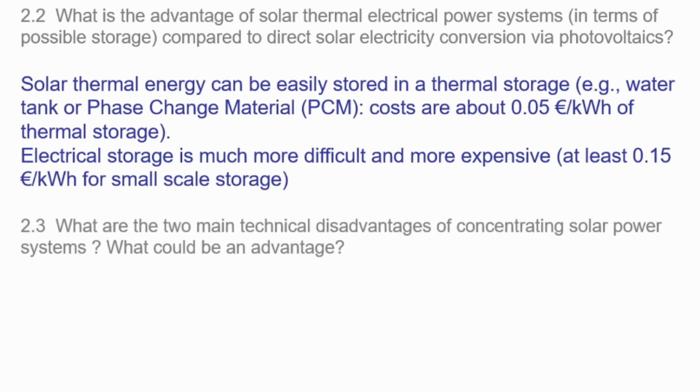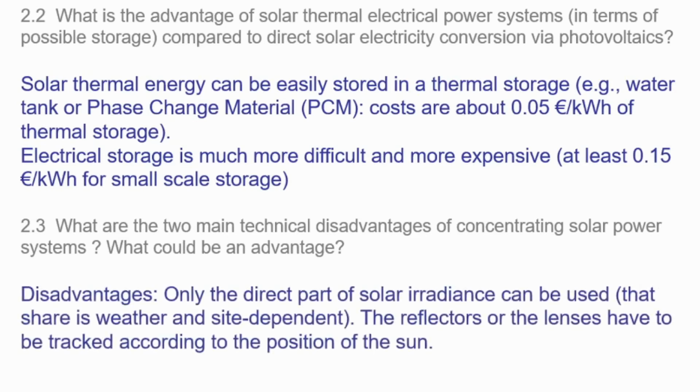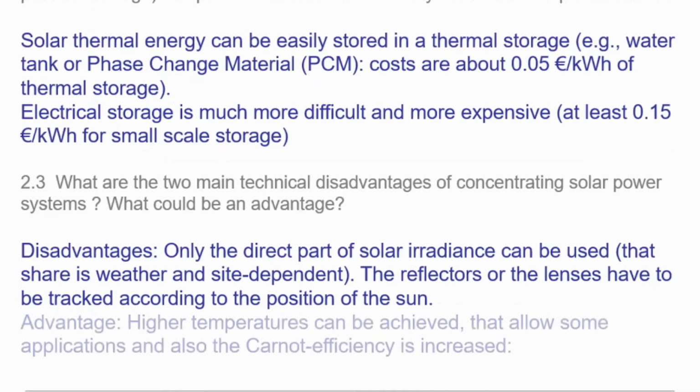The next question was, what are the two main technical disadvantages of concentrating power systems? What could be an advantage? The disadvantages: you can only use the direct part of solar irradiance, which is weather and site dependent. The reflectors or the lenses have to be tracked according to the position of the sun. Plus you also have to keep the mirrors and the lenses clean because they are very sensitive to that.